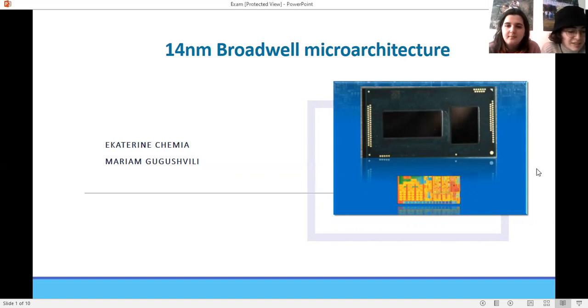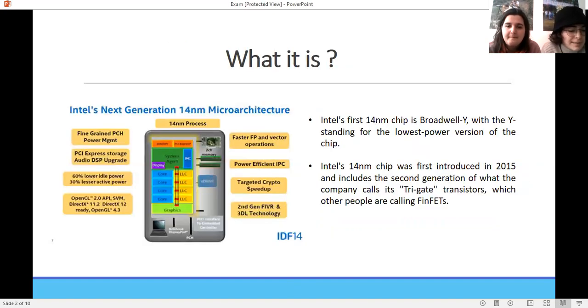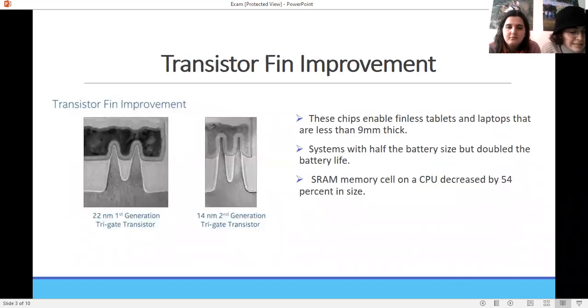Intel's first 14 nanometer chip is Broadwell Y, with the Y standing for the lowest power version of the chip, marketed under the name Core M. Intel's 14 nanometer chip was first introduced in 2015 and includes the second generation of what the company calls its tri-gate transistors, which other people are calling FinFETs. The practical result of these chips is that they enable fanless tablets and laptops that are less than 9 millimeters thick, bringing the Core design to a fanless system.